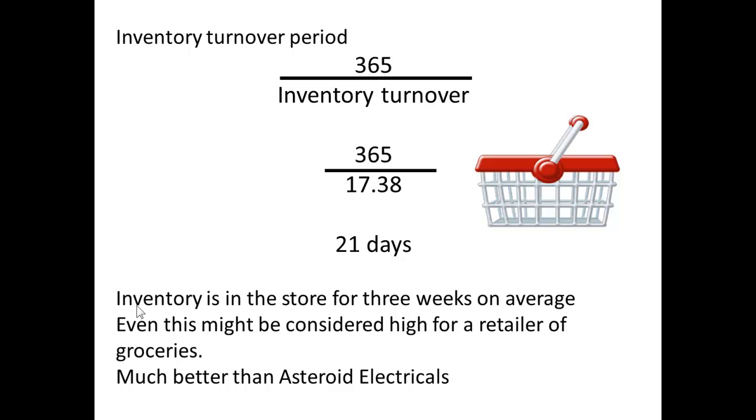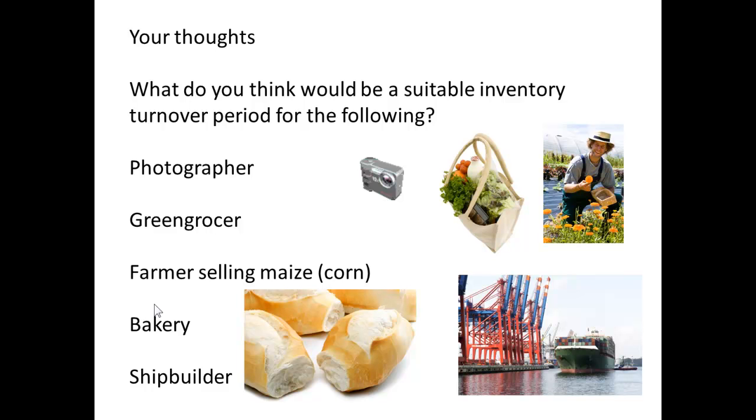So inventory is in the store for 3 weeks on average. Mind you, even this might be considered high for a retailer of groceries, because obviously some inventory is going to be on the shelves so much longer than others, but you would expect it to have quite a few items where the turnover period would be a matter of less than a week. But it is certainly much better than Asteroid Electricals.